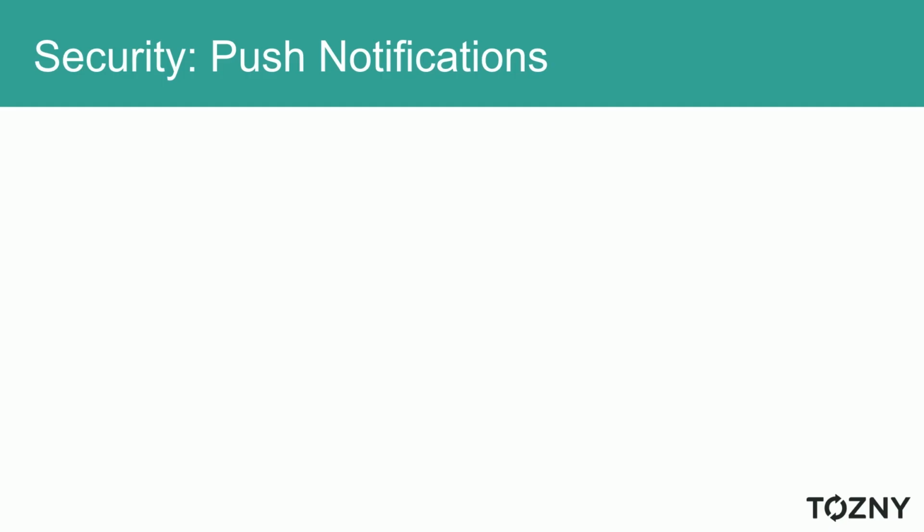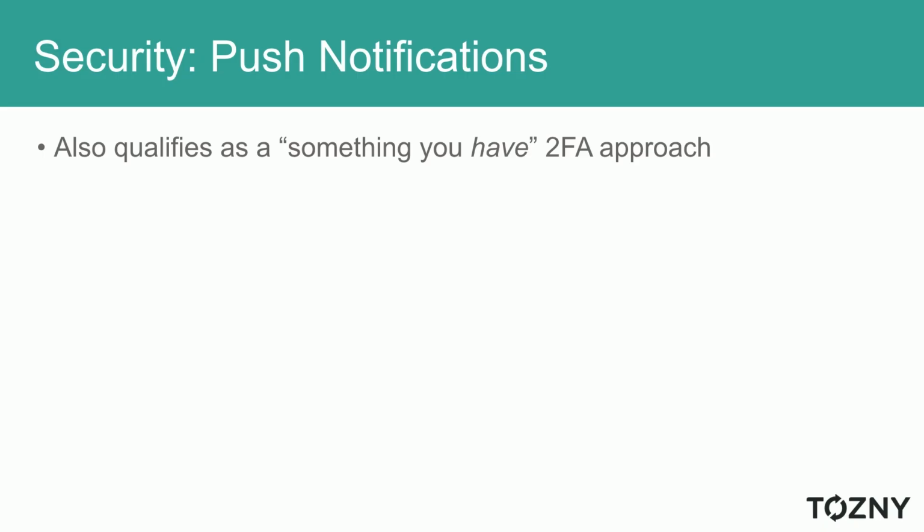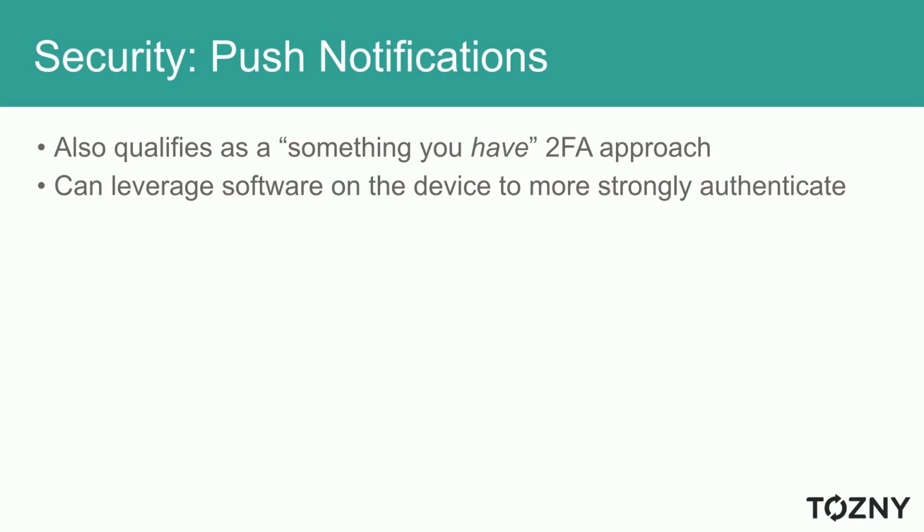Finally, let's talk about push notifications. Push notifications also give you the something you have two-factor approach because it has to communicate with your smartphone, with your device. In addition to that, it can leverage the software on the device and the hardware on the device to authenticate more strongly. If you get an SMS on your phone, it's a 6 or an 8-digit code that you type in. If you use Google Authenticator, it's a 6-digit code that you type in. If you use push notifications, you can have a 2000-bit RSA key on your phone, which you couldn't write down and remember if you wanted to, and that can help you actually authenticate.